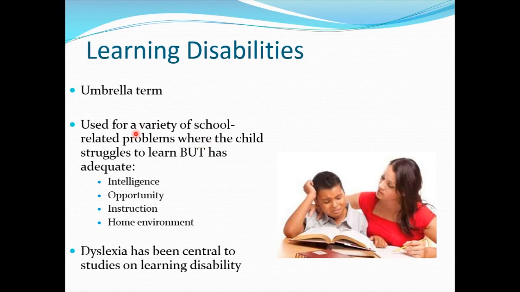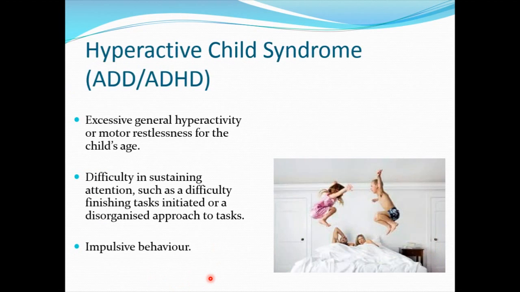And so it's an umbrella term, and it's used for a variety of school-related problems where the child struggles to learn, but has adequate intelligence, adequate opportunity, adequate instruction, adequate home environment. And dyslexia has been central to studies on learning disability for many years now. The other thing that comes to mind if you think about children's development that isn't optimal is the hyperactive child syndrome, ADD, ADHD.